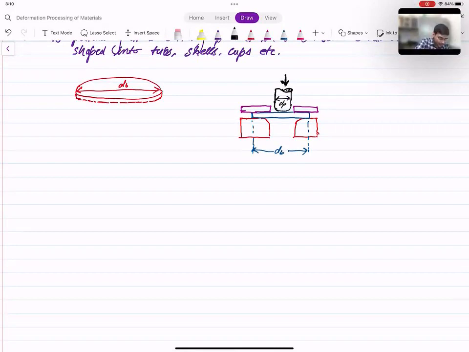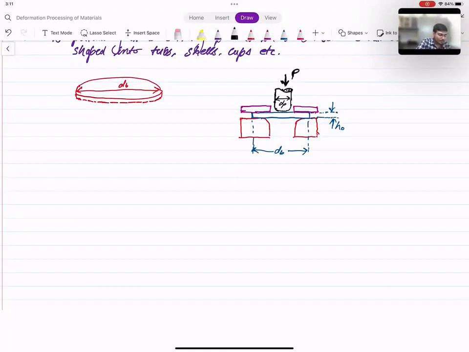So the height of this blank is denoted by h. Say the initial height is h naught. We should not call it height, it is the thickness. h naught, the initial thickness of the blank. And here a load, say load P, is being applied. Okay, so this is load P.